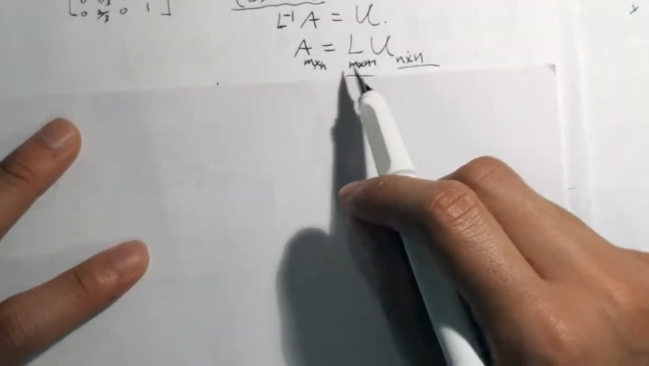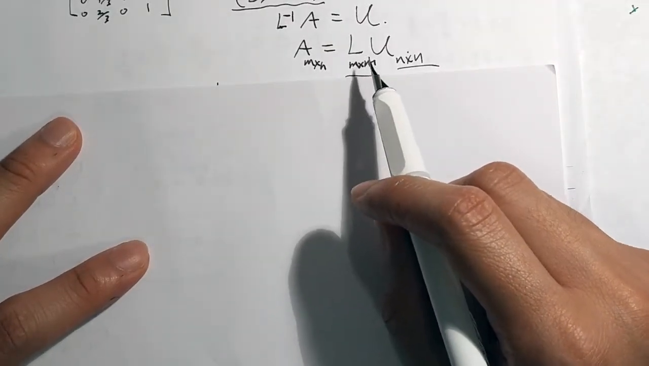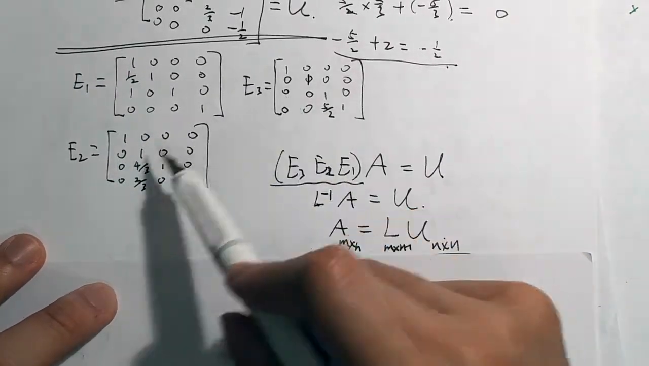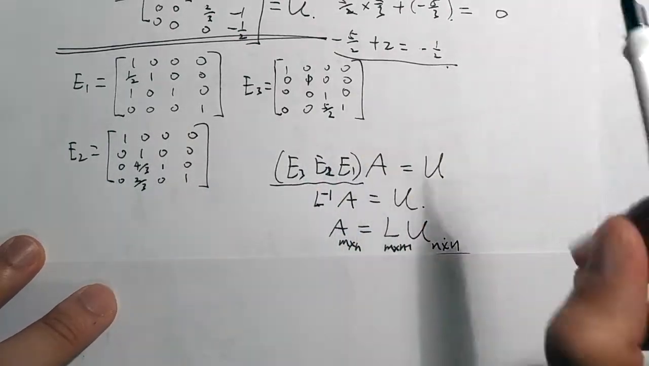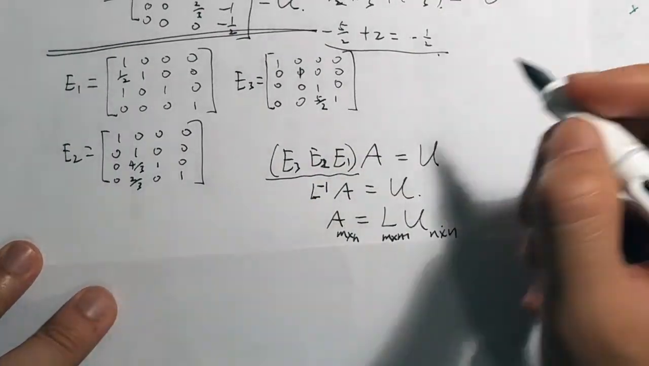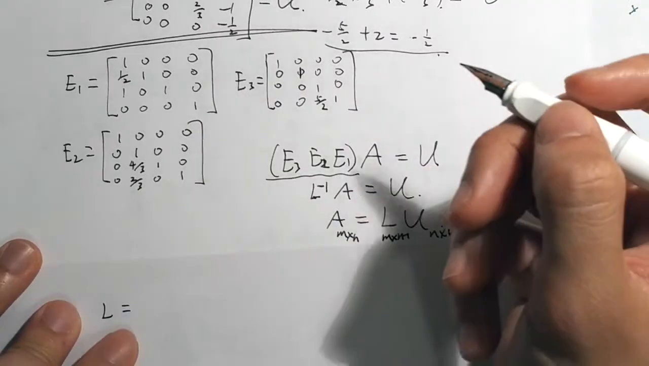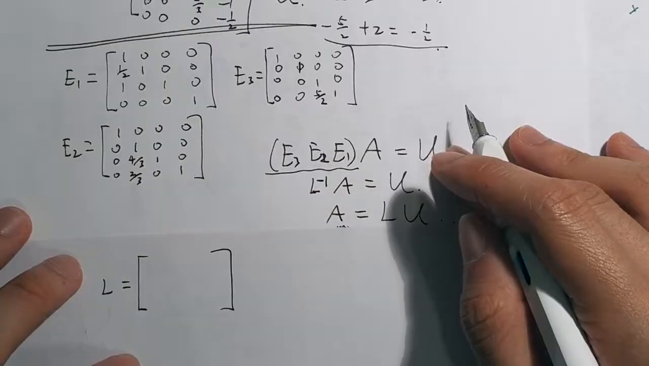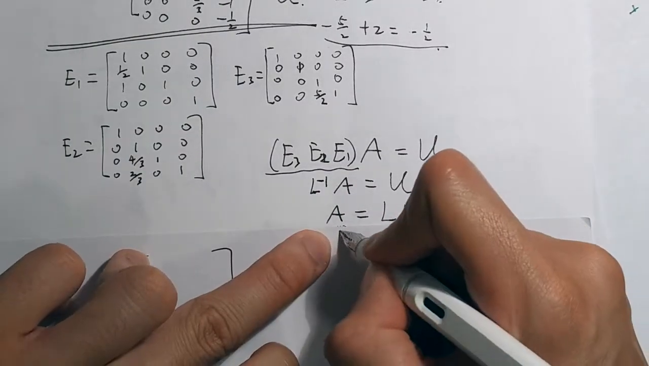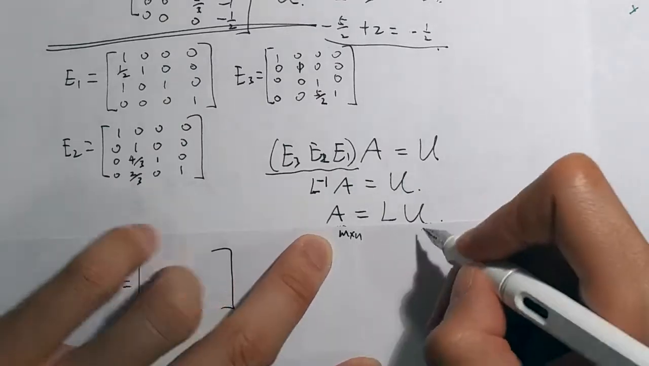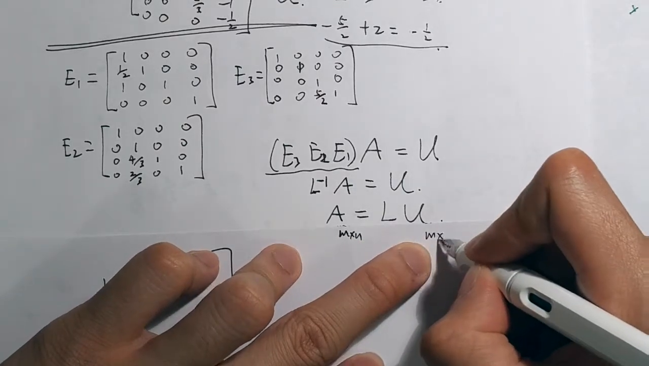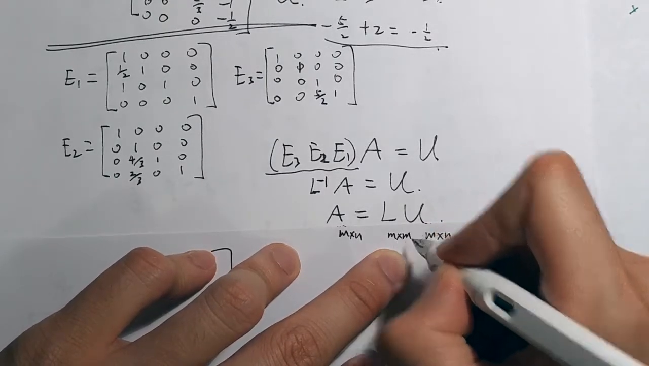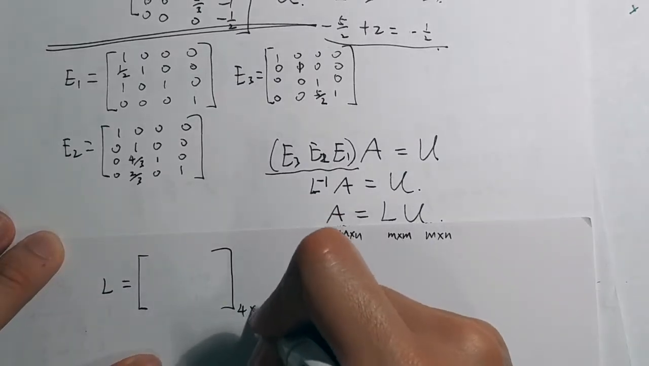Okay, so right now we need to find the L for this LU factorization, and we already know E1, E2, and E3. So we want to find L. There's a trick in finding L. So first, L is a lower triangular matrix. You can check the dimension. A is m by n, which means after I reduce A, U should be m by n as well. So L should be m by m. So this should be 4 by 4 in our case.